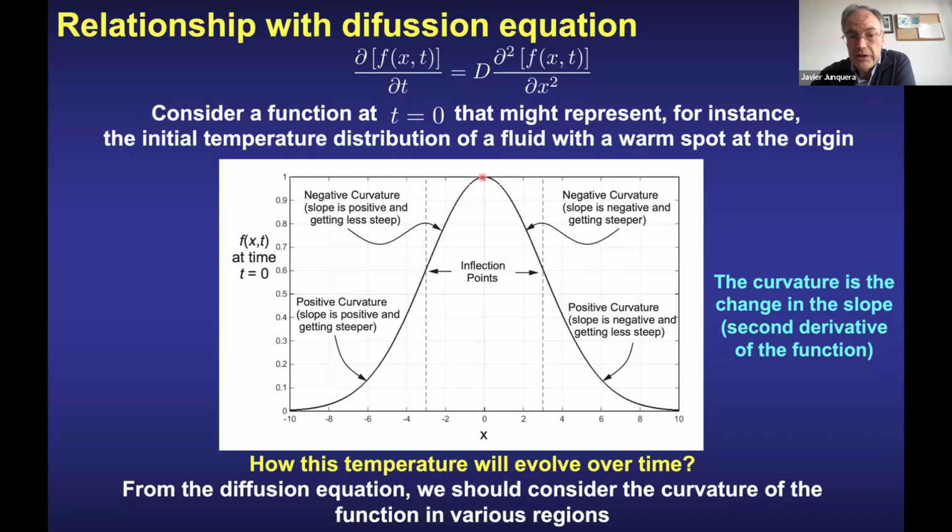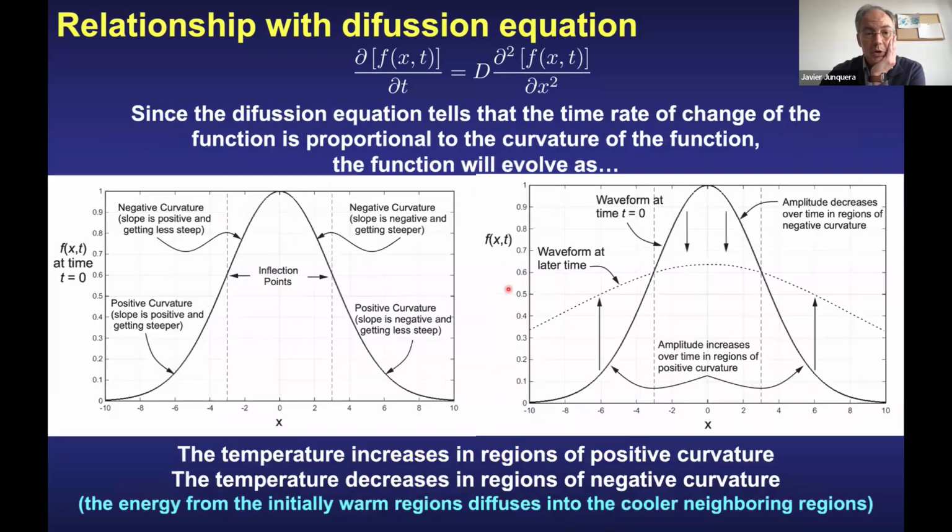When we cross the origin here, we find another region where the slope is negative, and it is getting steeper when we move to the right. So that means that the slope is negative and the curvature is also negative. And then finally, we have another region here where the slope is negative and it is getting less steep. So that means that we have a slope that is negative, but the curvature is positive, okay? After this analysis, we can solve in a hand-waving way how the temperature will evolve with time.